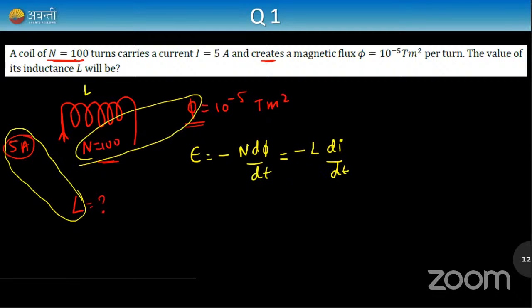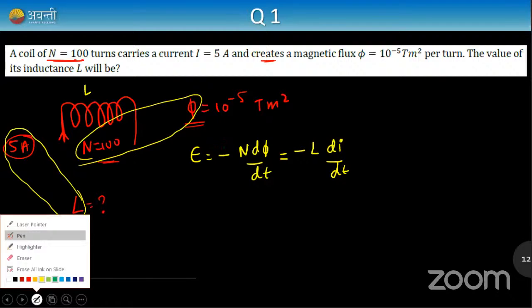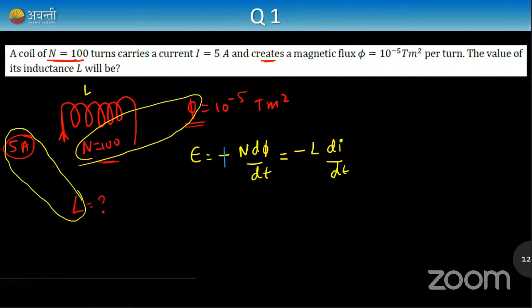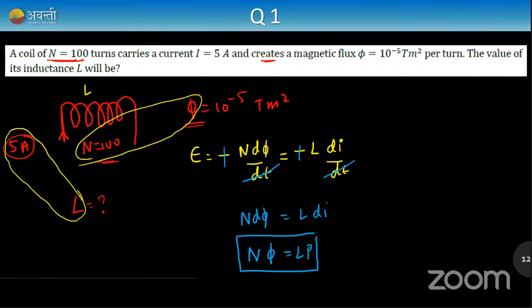Both of them are EMF, so I'll combine both of them, and a very amazing thing happens. Negative negative cancel, it becomes positive. dt dt cancel out. What I'm left with is N d phi is equal to L di. If I integrate di and d phi, N phi is equal to Li. So I get one more awesome different formula: N phi is equal to Li.